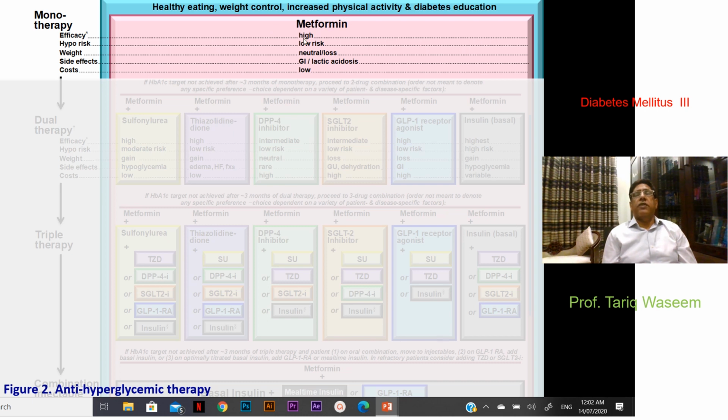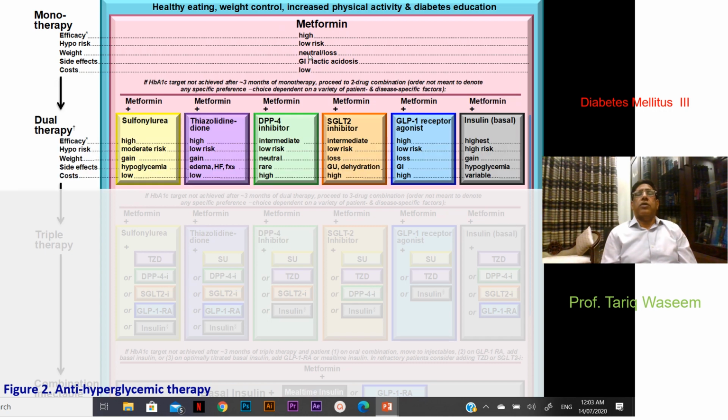So if you go on this merit, metformin as a single agent stands out: it has high efficacy and low risk of hypoglycemia. It is weight neutral, or sometimes may lead to some loss of weight. Sometimes there may be effects like GI intolerance, nausea, vomiting, fullness, or lactic acidosis, which has rarely been observed, and it is of course quite an inexpensive drug. So probably that should be the first drug to be introduced.